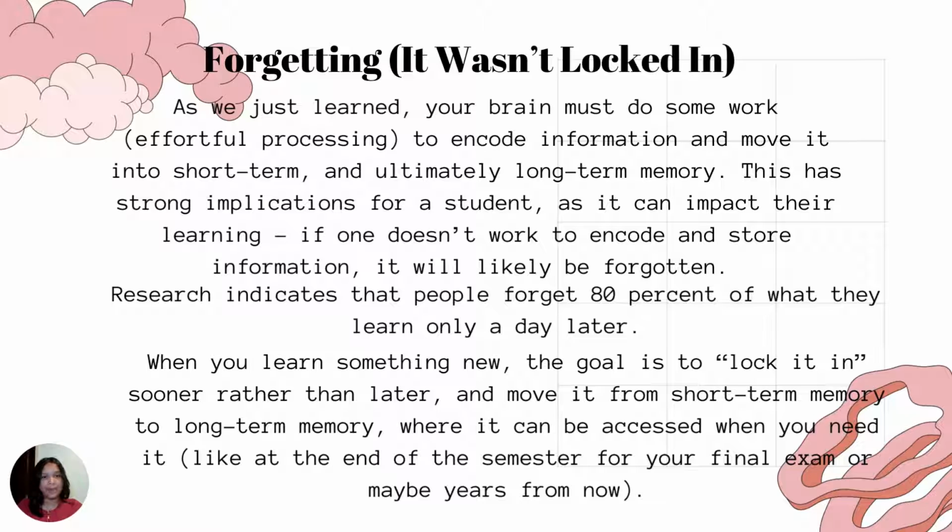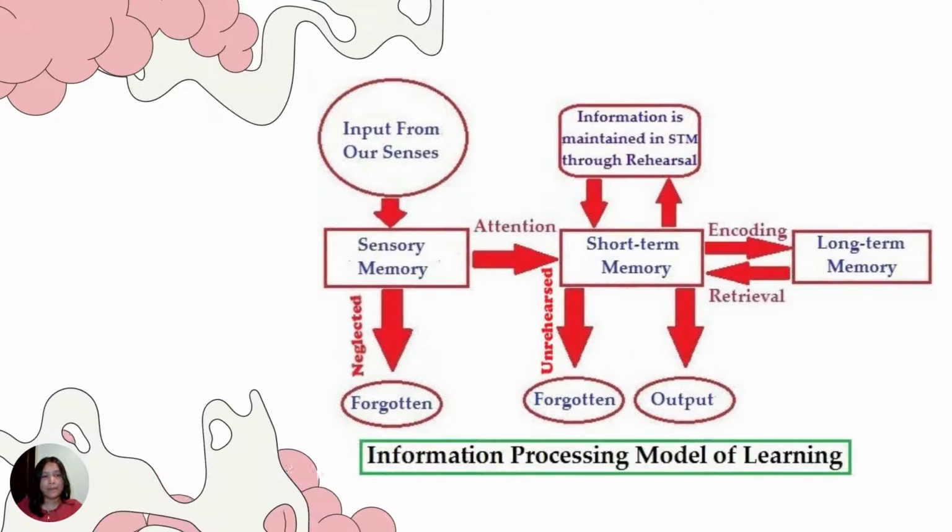Research indicates that people forget 80% of what they learn only a day later. When you learn something new, the goal is to lock it in sooner rather than later and move it from short-term memory to long-term memory, where it can be accessed when you need it, like at the end of the semester for your final exam or maybe a year from now. This is an example of the information processing model of learning.